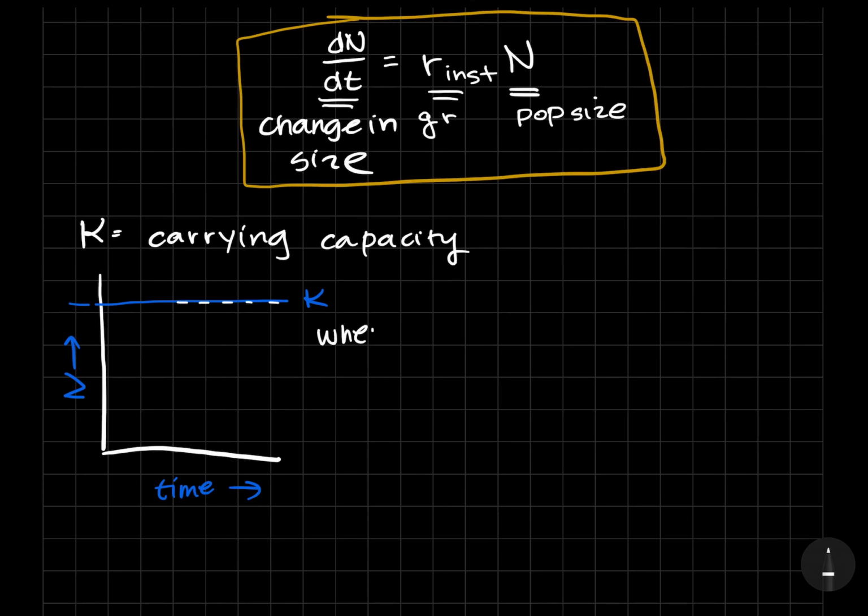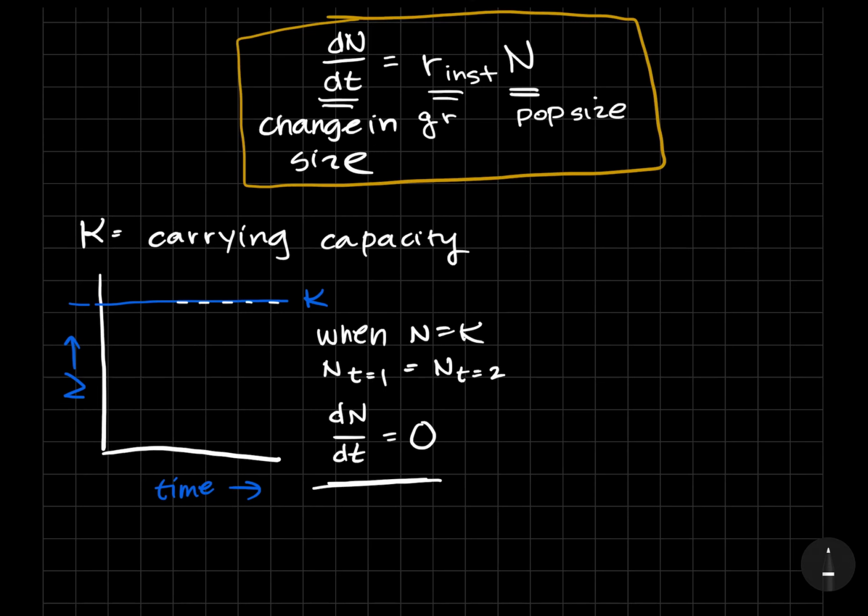So when N equals K, then we say that N at time 1 equals N at time 2. That means no growth, right? And so our dN over dt, our change in size over time, is going to equal 0. So that's the equation that we want. We want an equation where when N equals K, dN over dt equals 0. So what we're going to do is add on a term to the above equation to force this to happen.